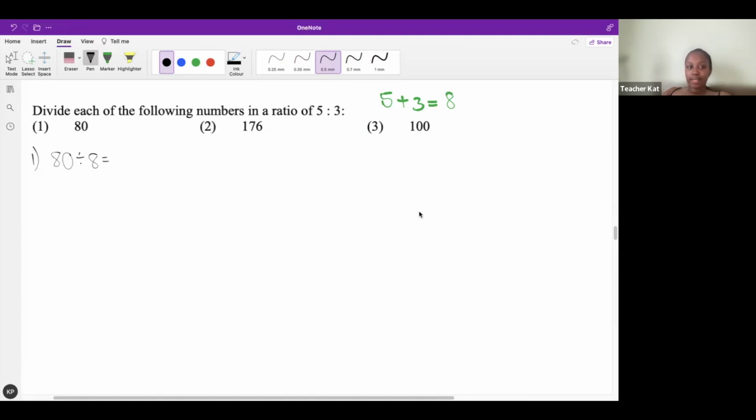80 divided by 8 gives me 10. So the first person is going to get 5 times 10, and the next one is going to get 3 times 10. And that is 50 and 30. Do they add up to the original number? Yes. 50 plus 30 is indeed 80. Okay, next one.